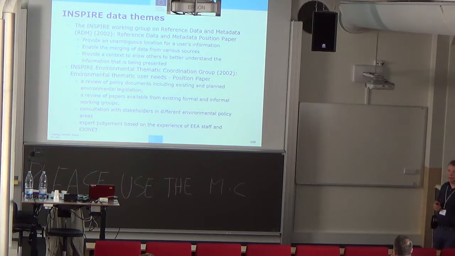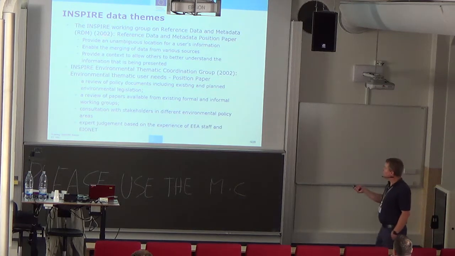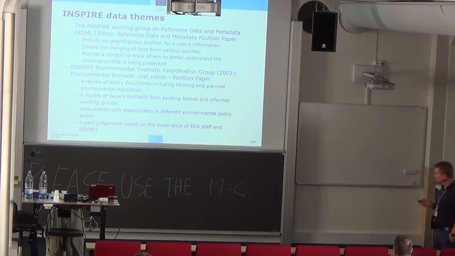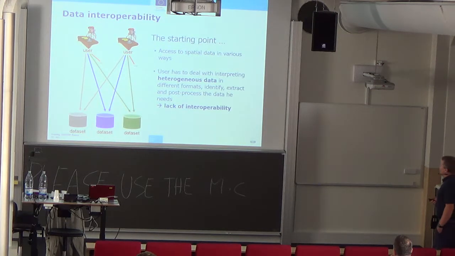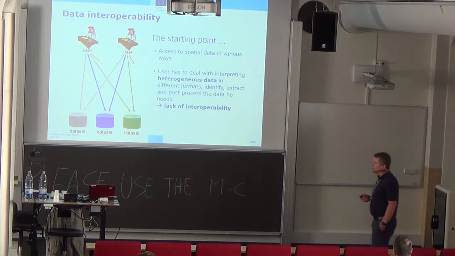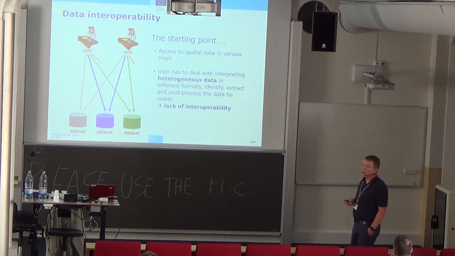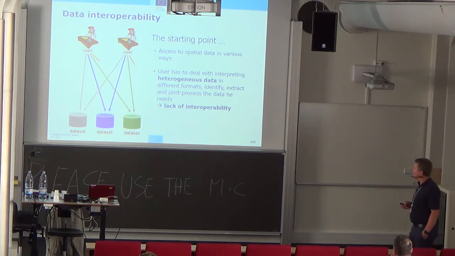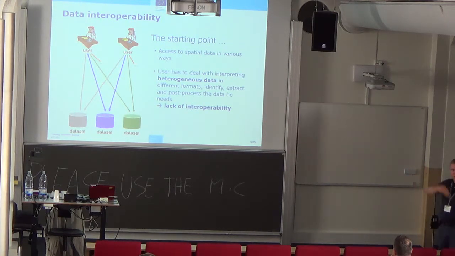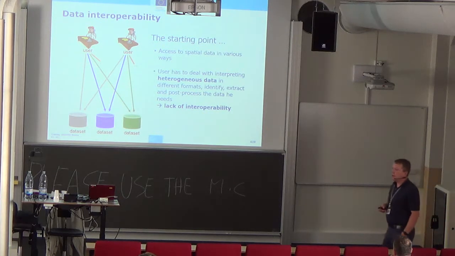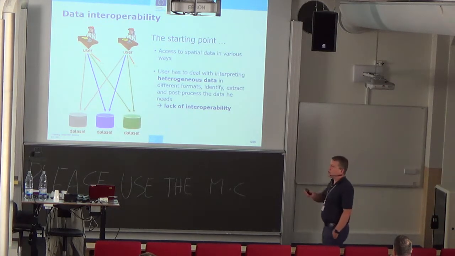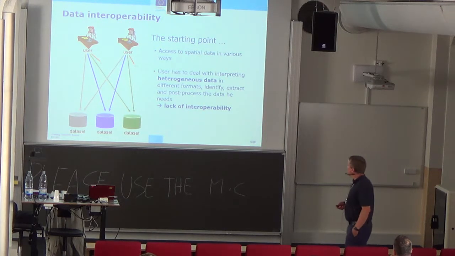So whenever you wonder why exactly those data themes and not some others, you can find a really nicely written explanation in these two documents. Okay, so it's all about interoperability. Through the data specification, we want to achieve interoperability between different themes, so cross-thematic interoperability, but also between different domains, which means cross-domain interoperability.